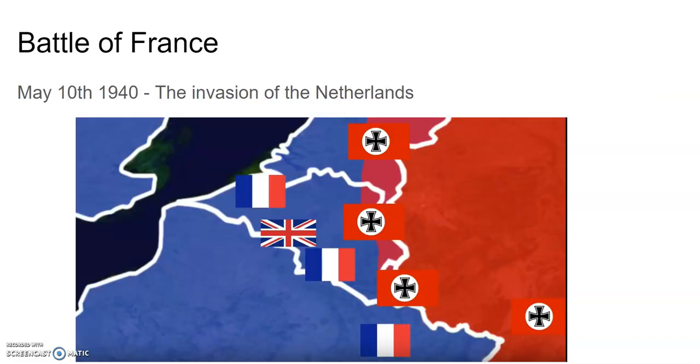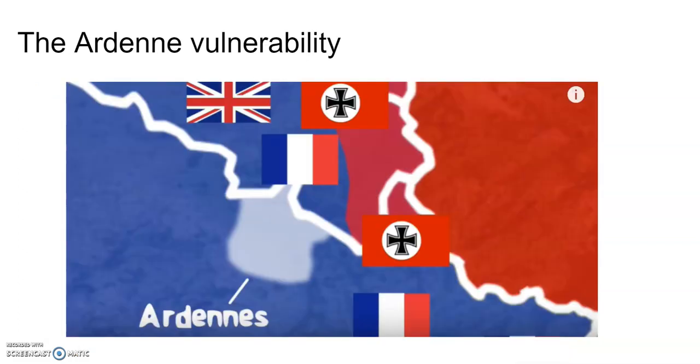The Battle of France was a major battle that led up to the evacuation of Dunkirk. Germany invaded Belgium and the Netherlands to get around the French defenses, which caused French forces to move upwards. Doing so consequently left a spot of vulnerability for the German forces to go through.